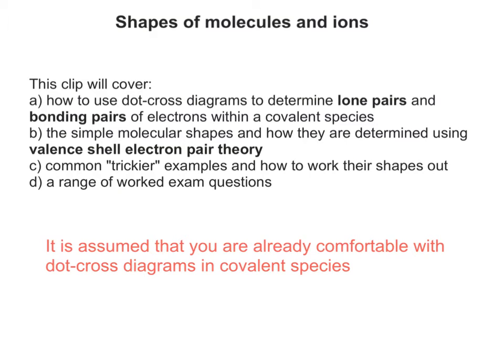Hello and welcome to this clip on shapes of molecules and ions. We'll start off by looking at how dot cross diagrams can actually be used to determine the lone pairs and bonding pairs of electrons within a covalent species. I say species because I'm talking about a molecule or an ion.